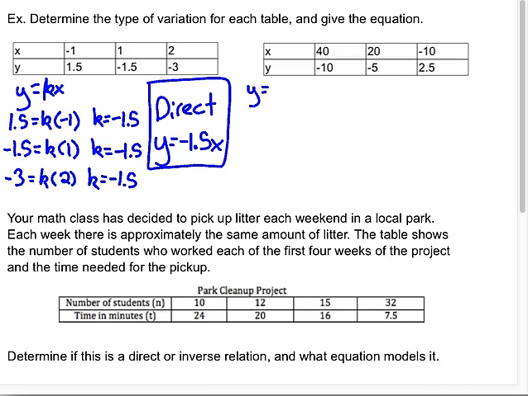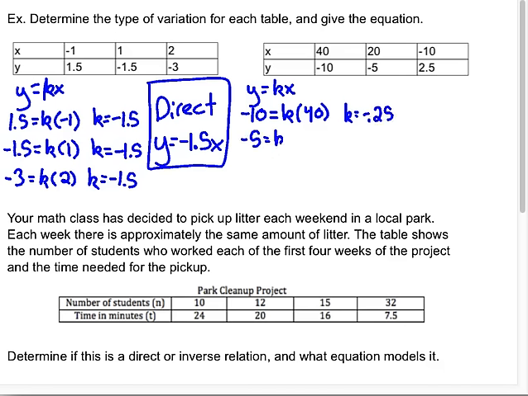So again, I just usually start with direct, see if it works. If it doesn't, then I move on to inverse. So let's try the first one. Y is -10 and x is 40. When I divide by 40, I get -10 divided by 40, I get negative 0.25. All right, let's try the next one.